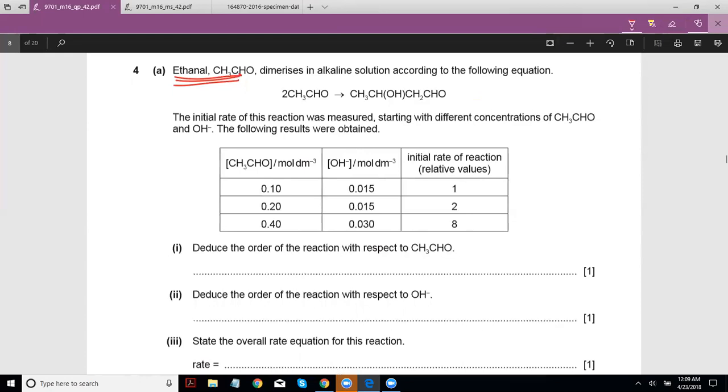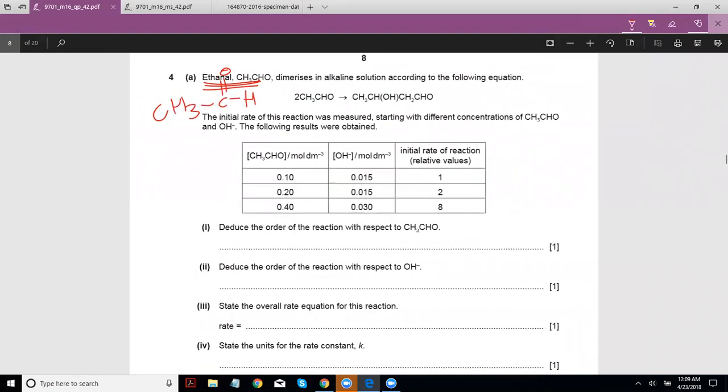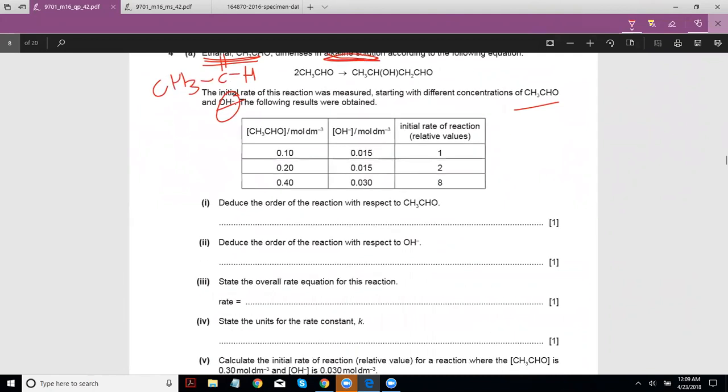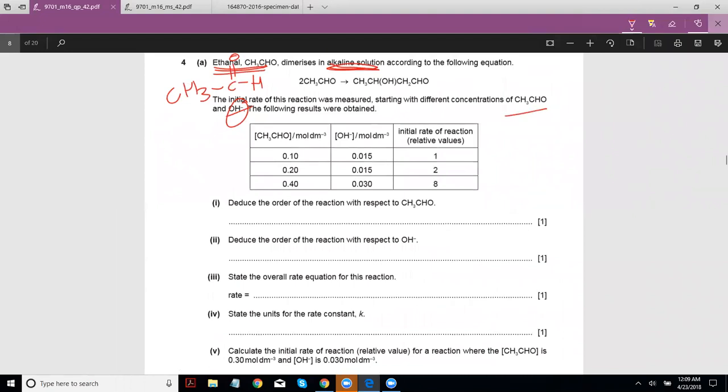So you go from ethanol, which is basically CH3 C double bonded O, which got a bit messy, and H, so you have an aldehyde. It dimerises in an alkaline solution according to the following equation. The initial rate of this reaction was measured starting with different concentrations of CH3CHO and OH. OH obviously is a reactant because you have the alkaline solution, right? And you have to deduce the orders. So pretty simple.